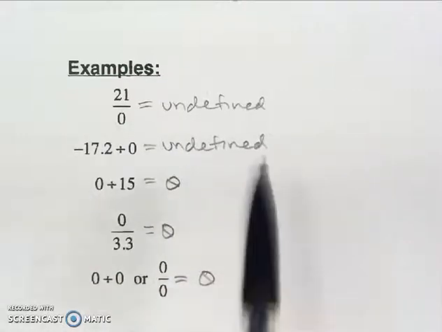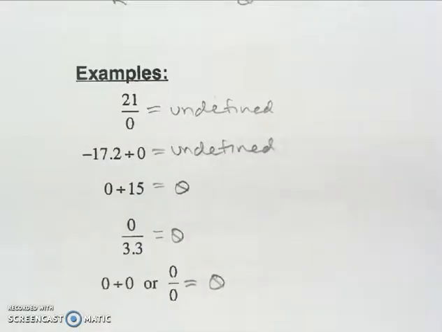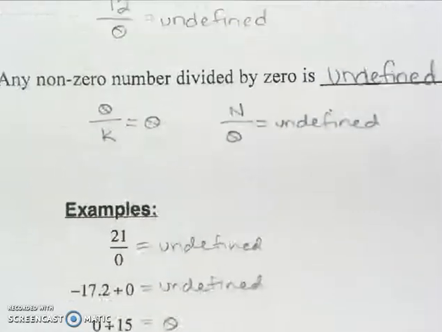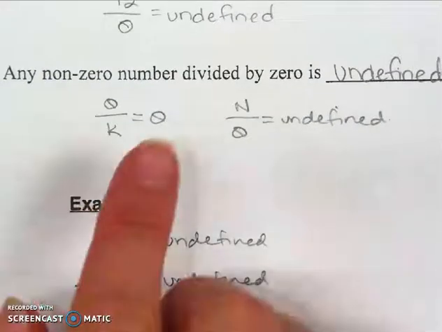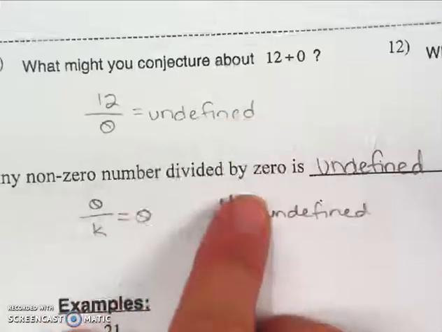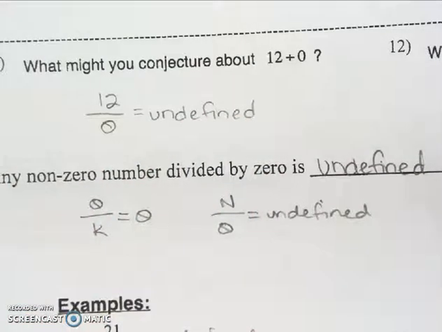Not okay. So you are going to see some problems like that in your homework tonight and on the exit ticket. So remember how this works. If we cannot get back to that number, then it's undefined. If we cannot get back by multiplying, it's going to be undefined.